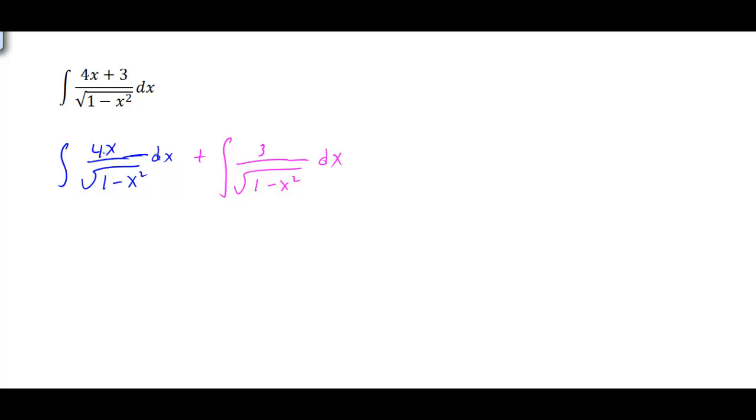Now, the first integral, I'll give you a hint. We're not going to use our inverse trig functions. We're going to use this as just a basic u substitution. So here, we're going to simply let u equal 1 minus x squared, and then du is going to be a negative 2x dx. So if we look over here, we have a 4x dx.